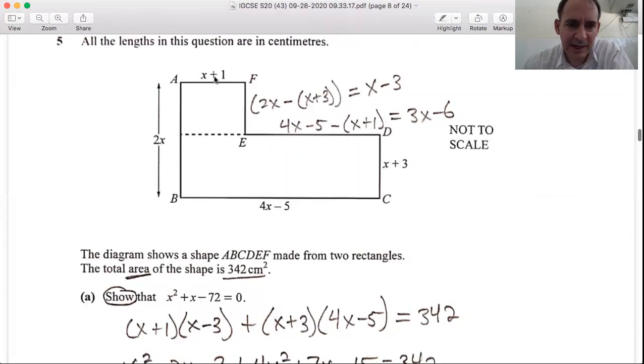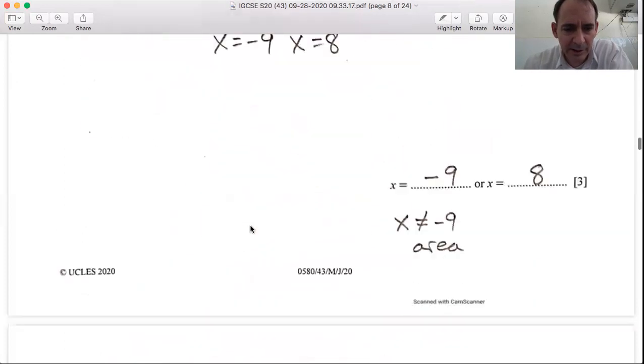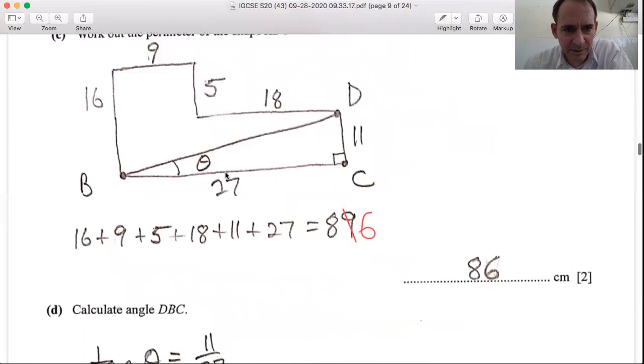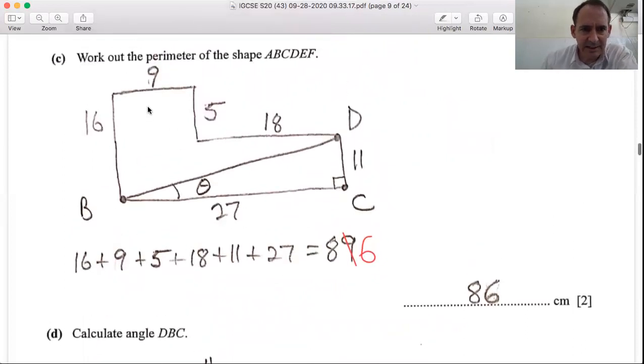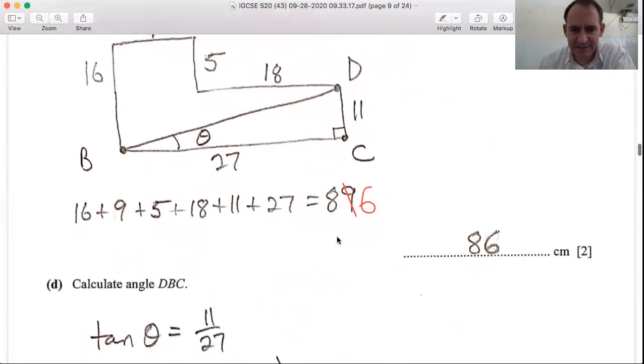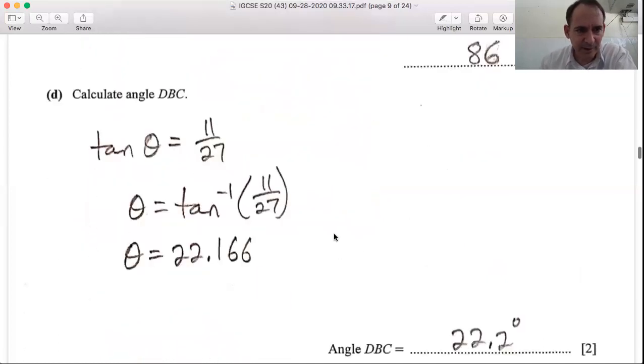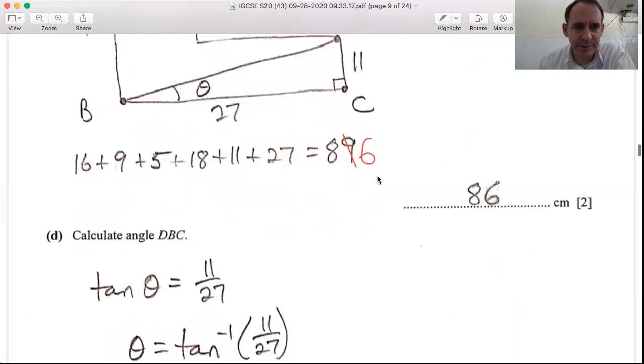So 8 plus 1 is 9, 2 times 8 is 16, 4 times 8 is 32 minus 5. Here we have 8 plus 3, and go around there, and you're going to end up with these numbers on the outside. So you have 16 plus 9 plus 5 plus 18 plus 11 plus 27, and those add up to 86. I'm not sure why I had put 89 there, but I fixed it for you. So it says 86.